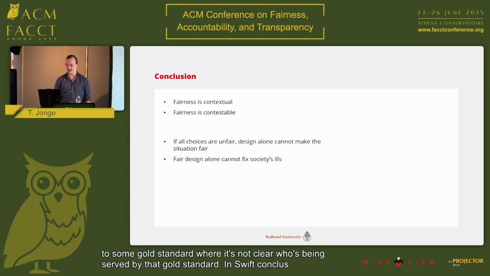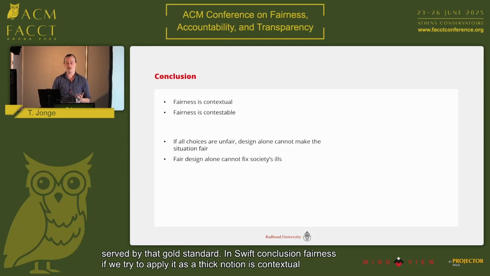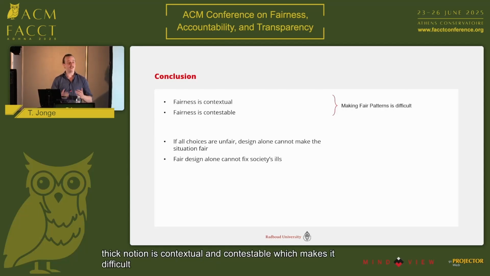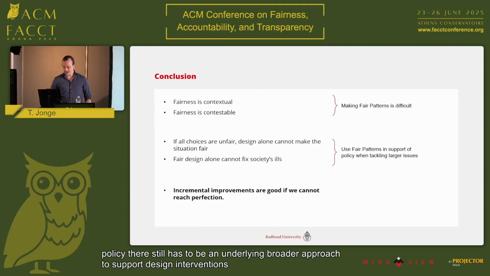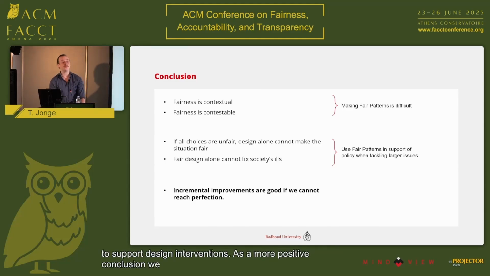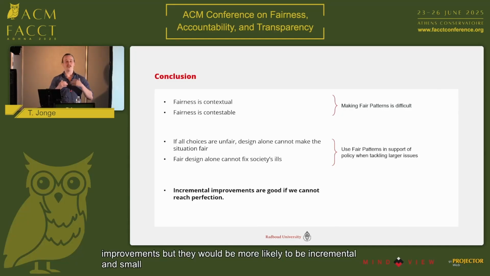In swift conclusion, fairness, if we try to apply it as a thick notion, is contextual and contestable, which makes it difficult to apply to the design pattern level. Even if we do succeed in that, fair patterns can be used, but have to be used in support of policy. There still has to be an underlying broader approach to support design interventions. As a more positive conclusion, we can still very much make improvements, but they will be more likely to be incremental and small rather than targeting perfection as a standard and not accepting anything beneath that.